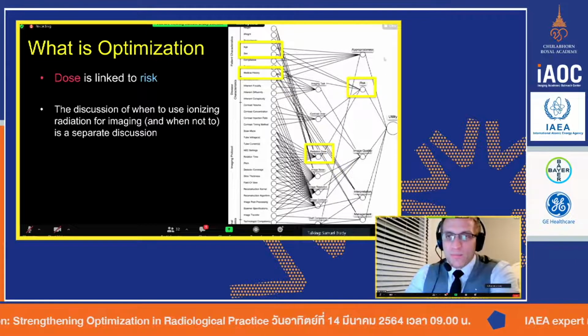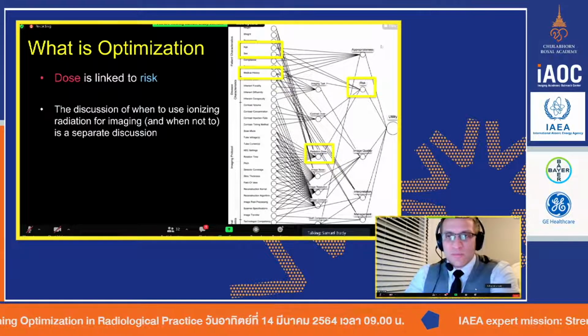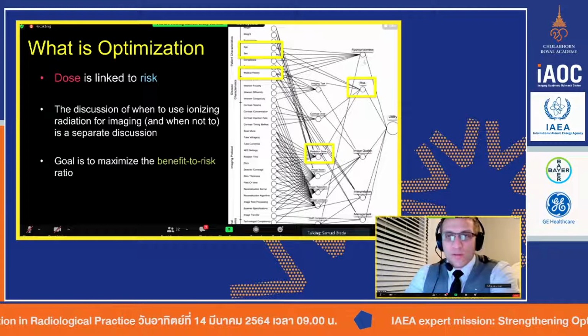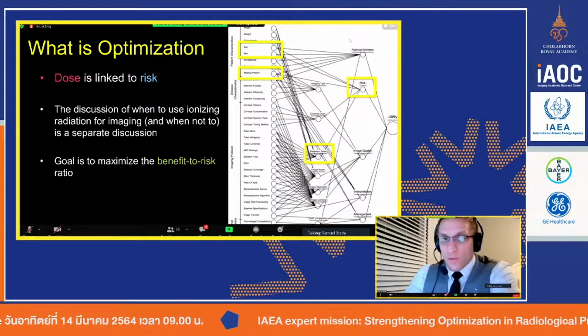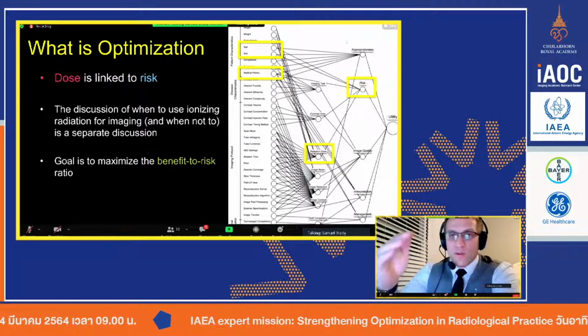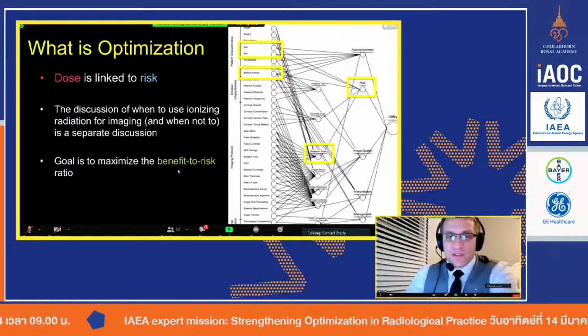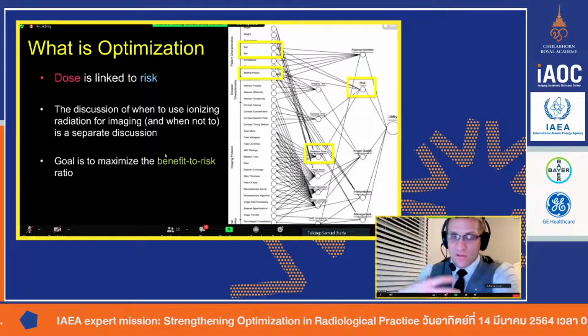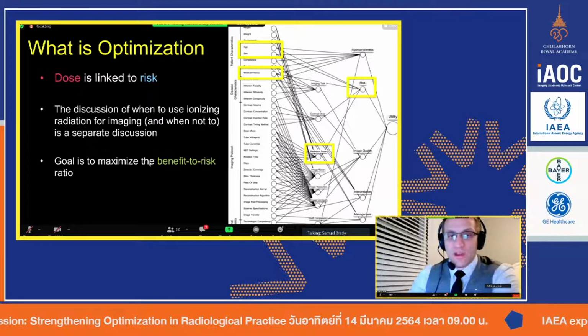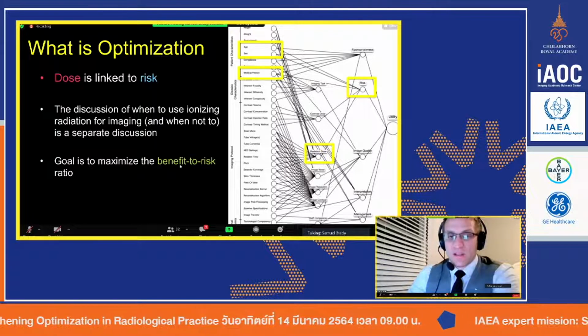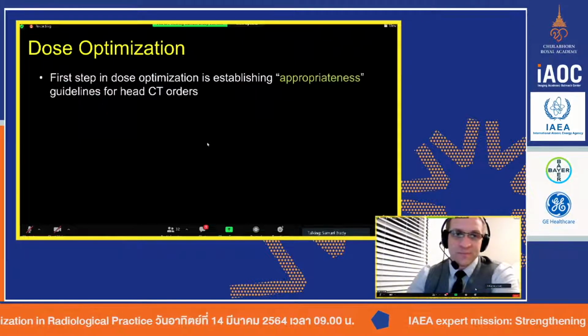So not part of today's discussion, but I think it's always very important for us to constantly look at the appropriateness of all of our protocols and the reasoning for why they're ordered. And once we know and we believe that they are appropriate as they've been ordered, then the next goal is to maximize the benefit to risk ratio.